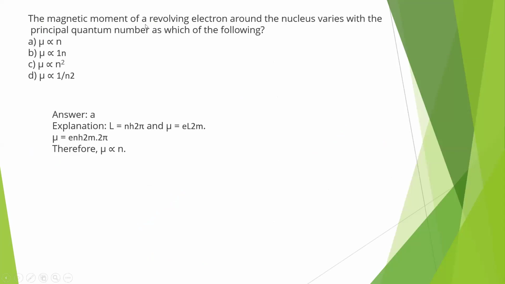The magnetic moment of a revolving electron around the nucleus varies with principal quantum number as which of the following. Here L is the angular momentum, which is equal to nh by 2 pi, and mu is equal to eL by 2m. So directly you can see the magnetic moment from here: mu equal to enh by 2m into 2 pi, where mu is directly proportional to n.